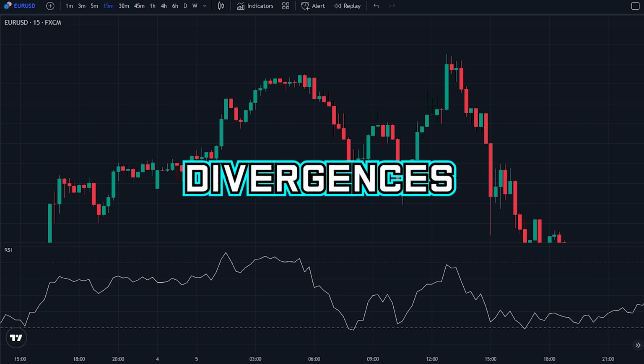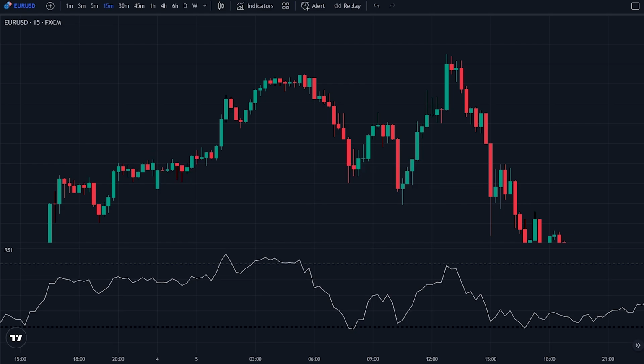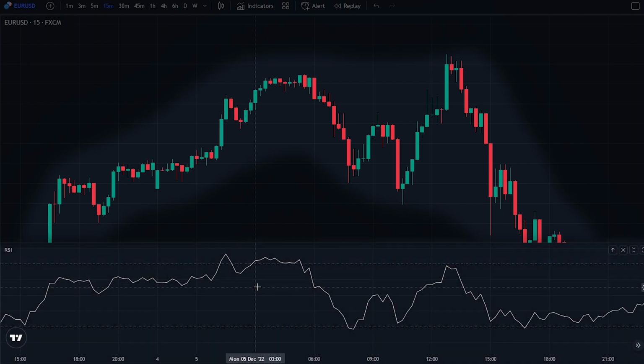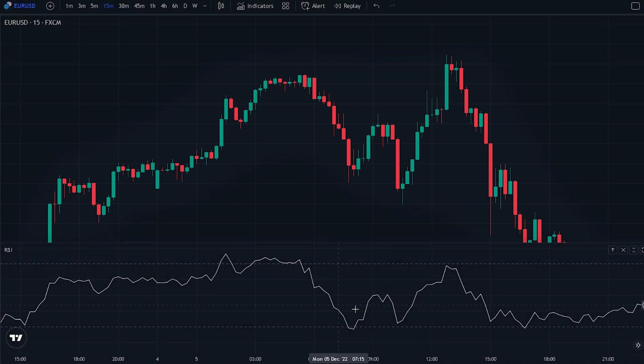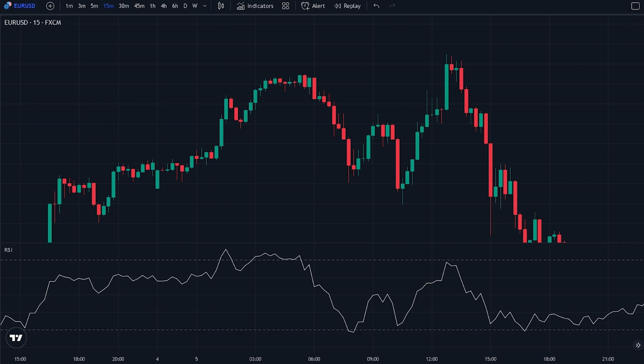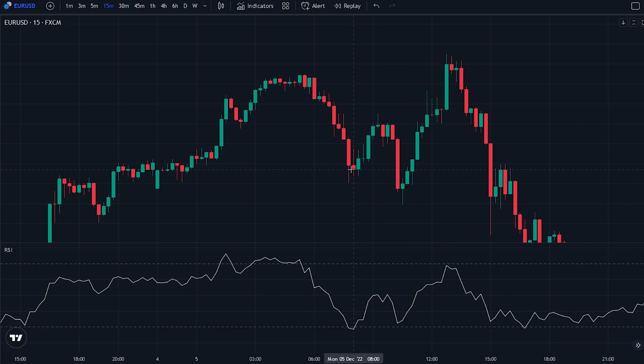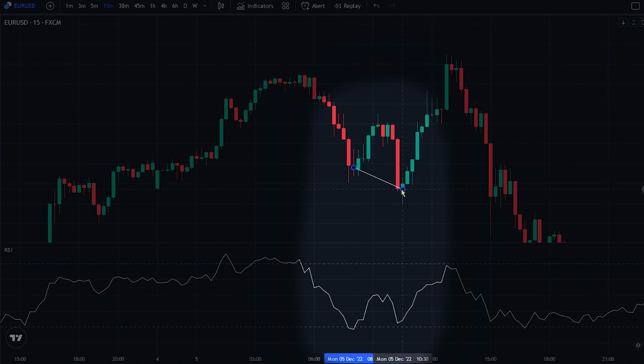This feature is divergences. An RSI divergence occurs when the price of an asset and the RSI indicator move in opposite directions. A bullish divergence occurs when the price makes a lower low while the RSI makes a higher low, indicating that the momentum is starting to shift upward. We see this happening here. As you can see, the price is making lower lows. However, if we look at the RSI, we can see that it's making higher lows. As you can see, this caused for the price to move to the upside.